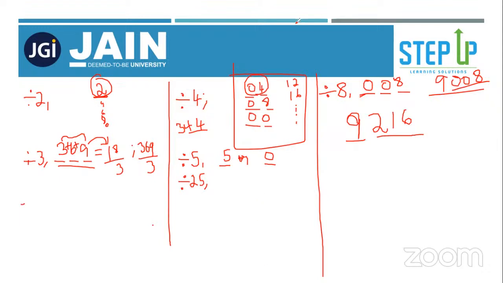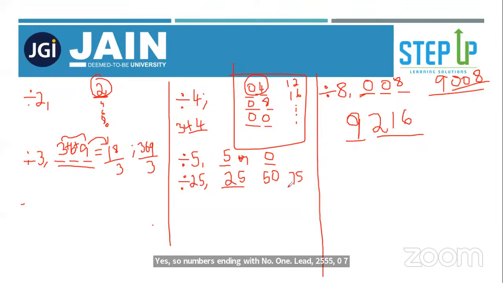Yes. So numbers ending with only 25, 50, 75, and 00 will be divisible by 25. Other than this, any numbers ending in 15 or 35 or 45 or 55 will not be divisible by 25. Are you clear with that?